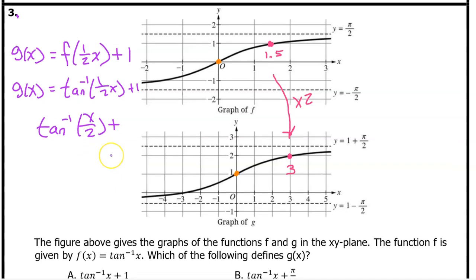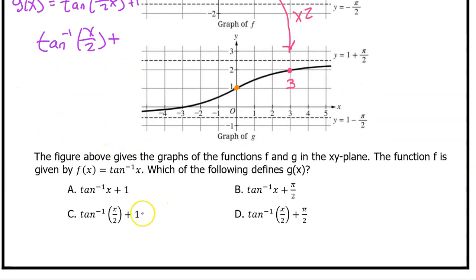So let's scroll down and take a look. And we see it right here, the arctangent of x over 2 plus 1. So the answer is C.